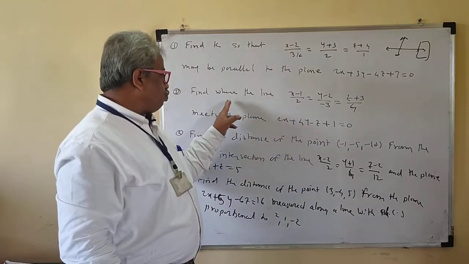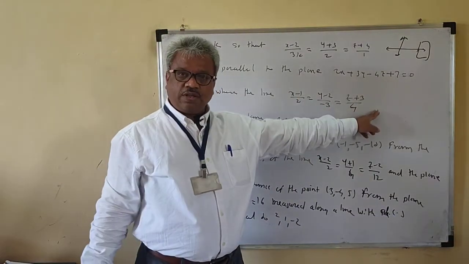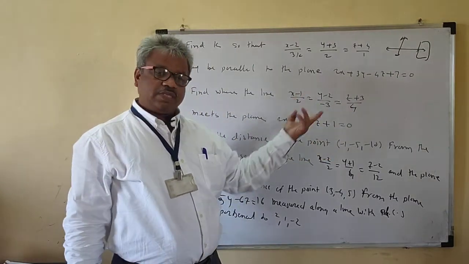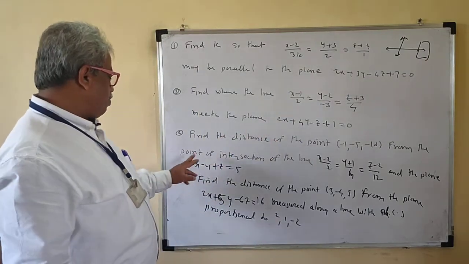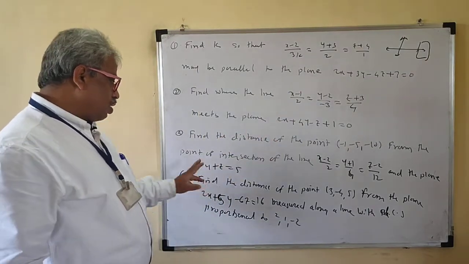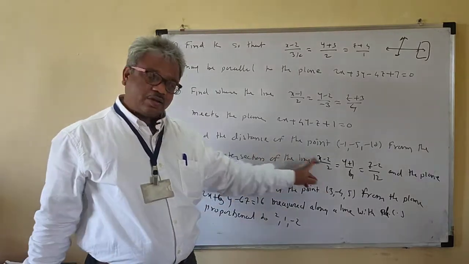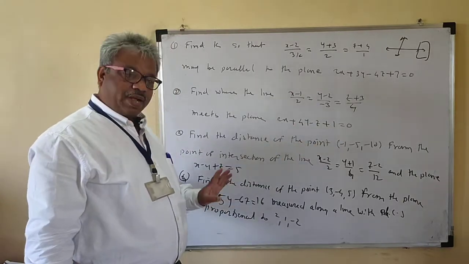For the second problem, you have to find the point of intersection. Call the parameter r. You can find the general point and put it in the plane. You get the value of r, and then replace the value of r to get the point. Next, find the distance of the point P from the point of intersection. First find the point of intersection, call it m. This is your P now. Just find Pm.